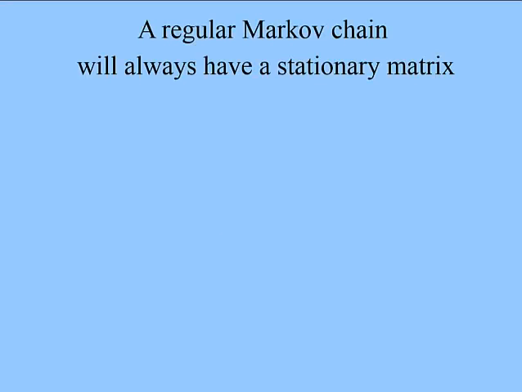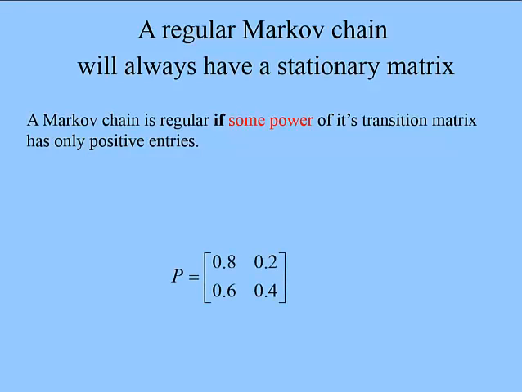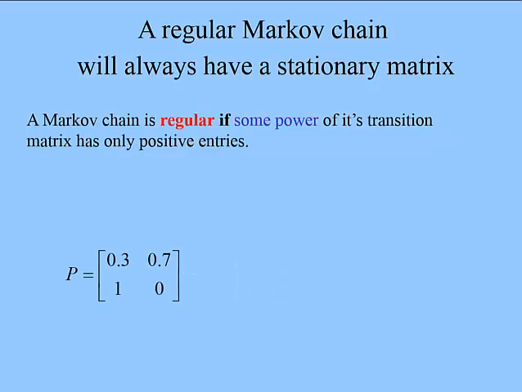A regular Markov chain always has a stationary matrix. So it's nice if we have a regular Markov chain. We can determine if it's regular if some power of the transition matrix has only positive entries. Here is an example. There is a transition matrix. Notice that every number in it is positive. That is the sure sign of a regular Markov chain.